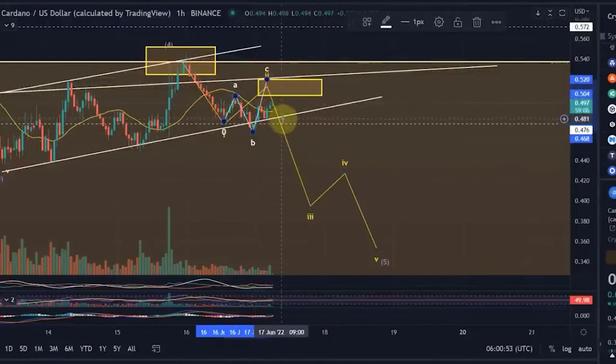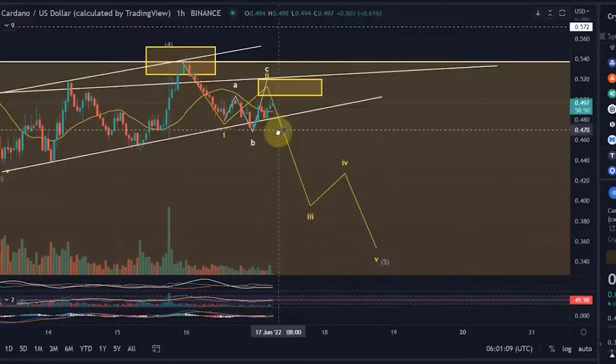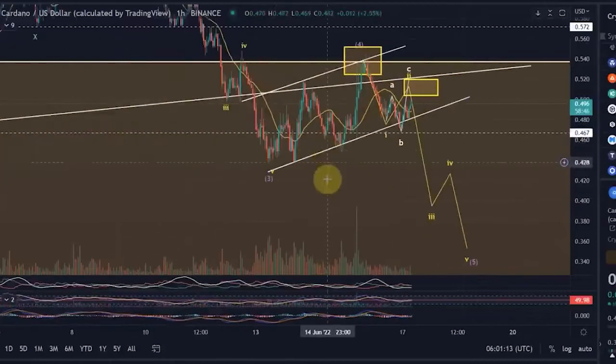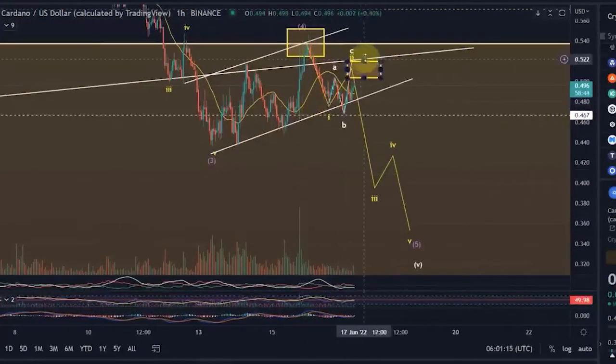We would need to get below that level to really finish off the wave 2. Any move below a swing low would give a good indication that the wave 2 is over, but the wave B low would be very, very relevant. So even a move below that previous swing low at 48.1 cents would already be an indication, but the real confirmation would only be obtained below that swing low. That is very important, that last one at 46.7 cents. And from there, we could head further down in a wave 3.